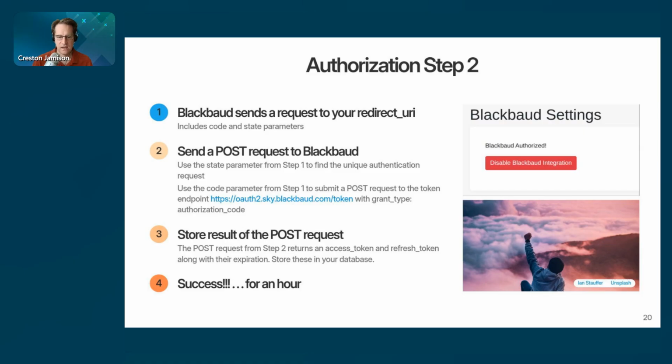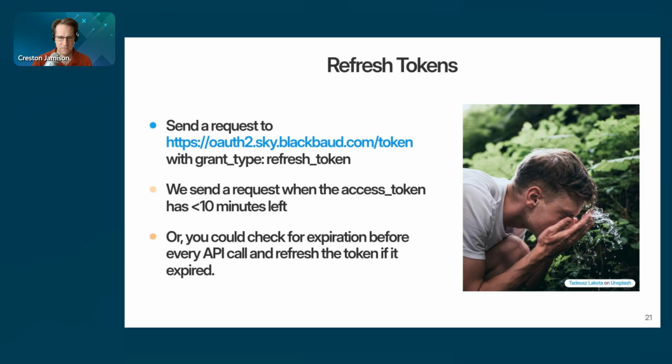So once that's done, step four says success, and in the top right image, you see Blackbaud is authorized. So at this point, the authorization is successful. You have the victory image here, but the problem is it only lasts for an hour. Why? Because your access token is only allowed to be active for 60 minutes. So that is the purpose of the refresh token.